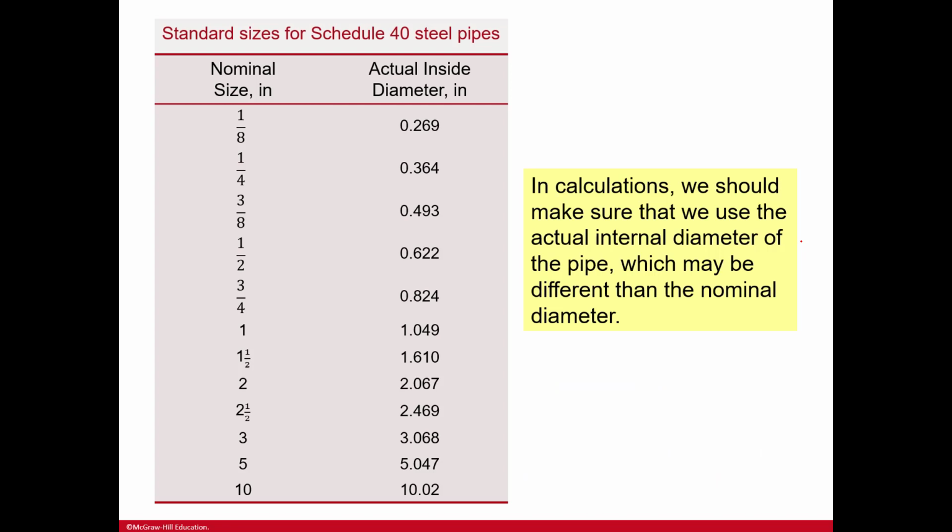Standard sizes for Schedule 40 steel pipes. It's by and large used in a lot of industries. And in calculations, we should make sure that we use the actual internal diameter of the pipe, which may be different than the nominal diameter. So you want to make sure that you're using that because that's what's experiencing the flow, right?